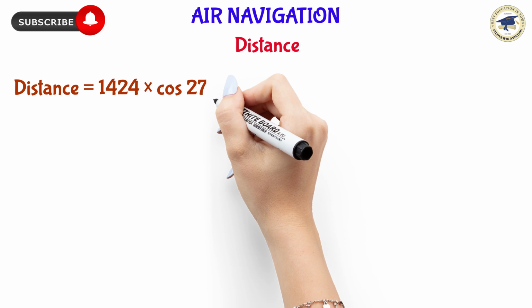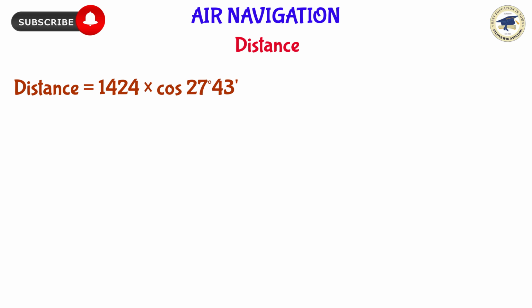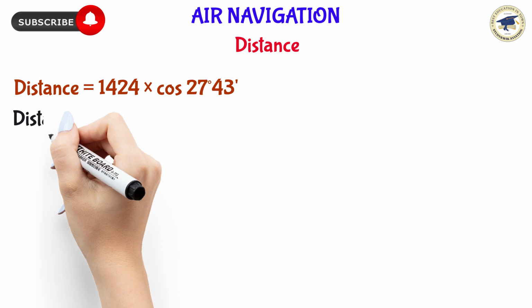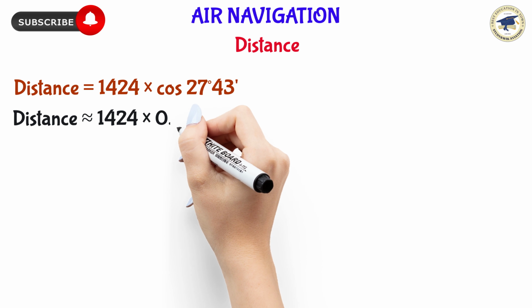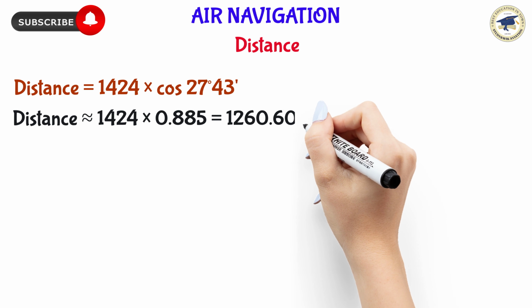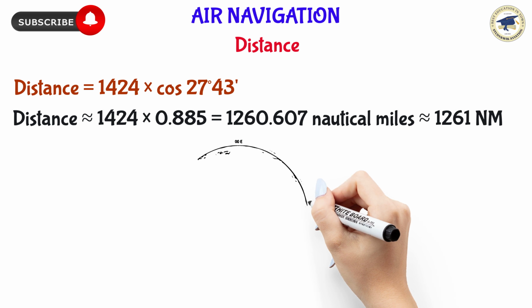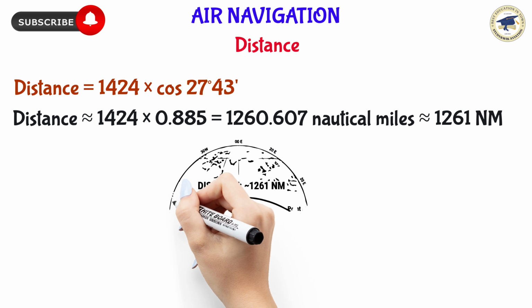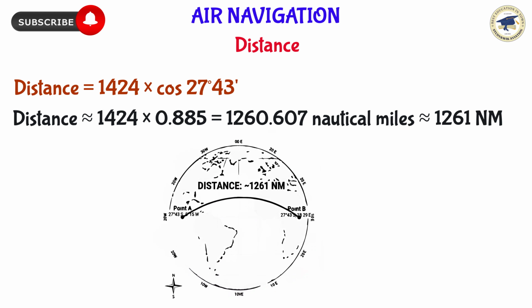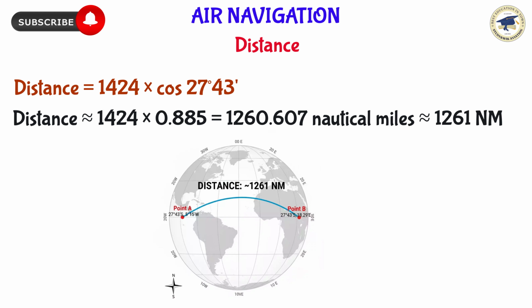Using cosine 27 degrees 43 minutes, approximately 0.885, the distance is about 1260 nautical miles, rounded to 1261 nautical miles. Hence, the distance between point A and point B is approximately 1261 nautical miles.